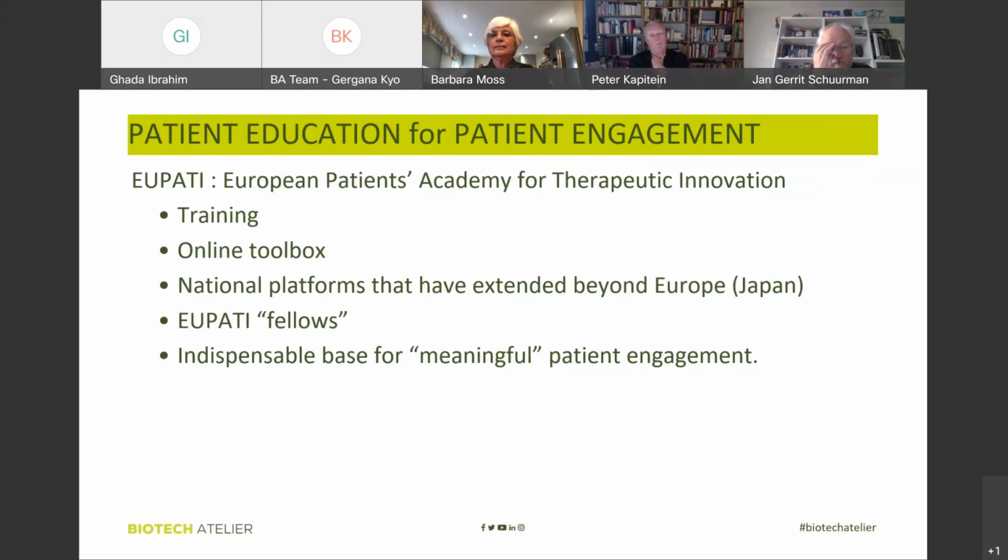And so Japan has adopted EUPATI as a national platform, mainly because probably, and I venture a guess, the regulations are very similar. They have also created the EUPATI Fellows program, which is an accredited program, and I find it to be an indispensable base for meaningful patient engagement.